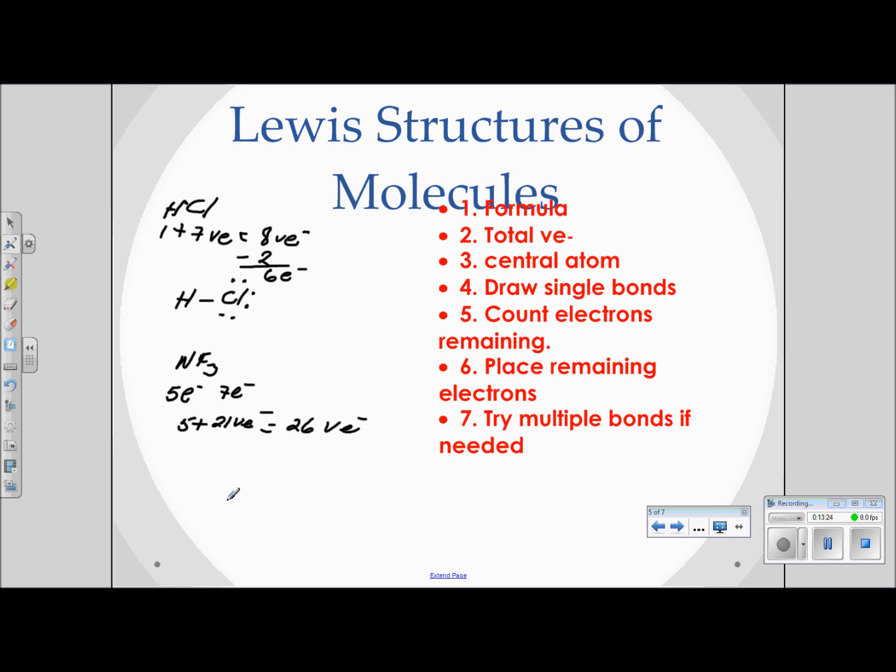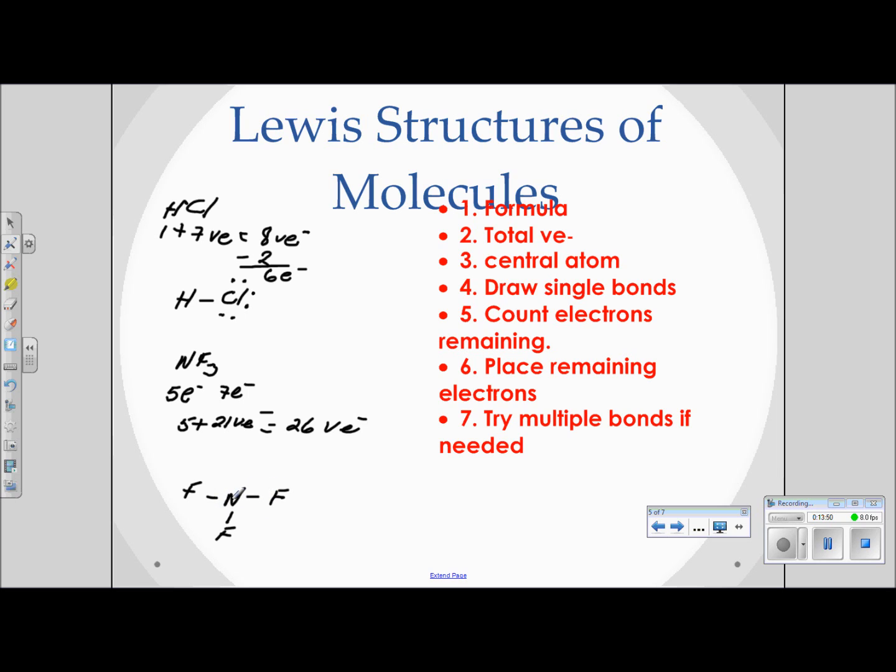Between fluorine and nitrogen, nitrogen is the lower electronegativity, so I'm going to place nitrogen in the center. Then I'm going to go ahead and bond the rest of the atoms. There are 3 fluorines, so I'm going to have 3 fluorines placed like so. And I'm going to then go ahead and determine how many electrons I've already placed.